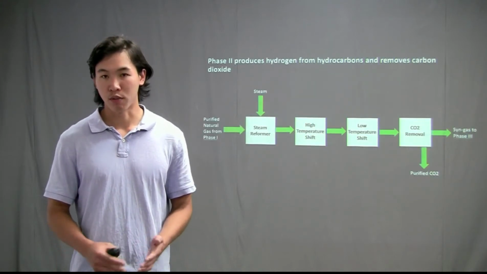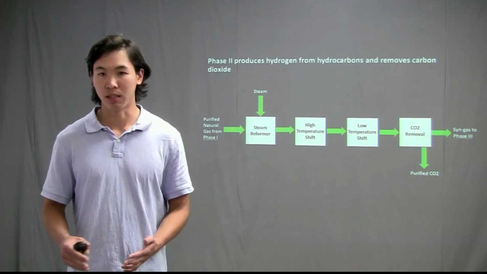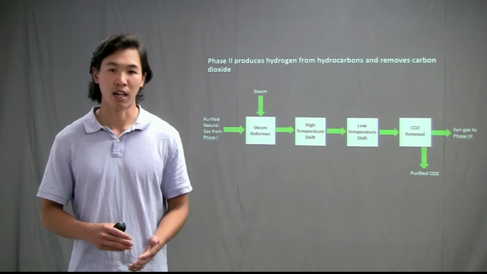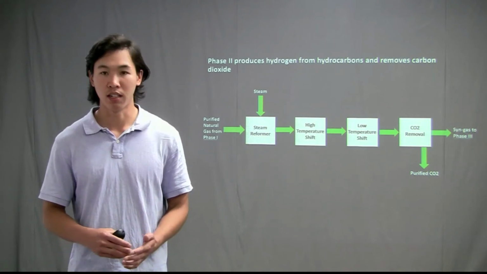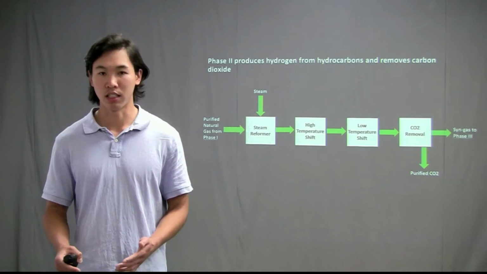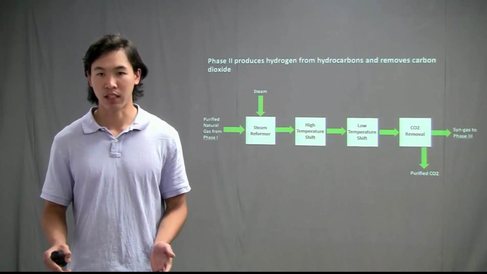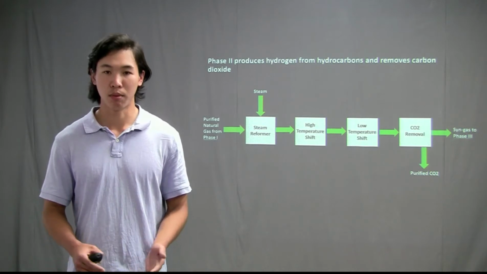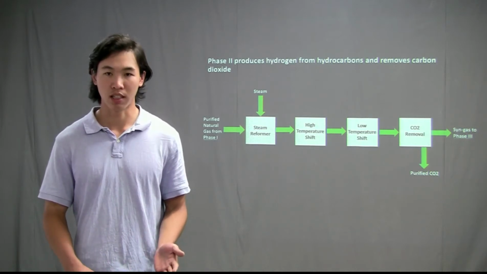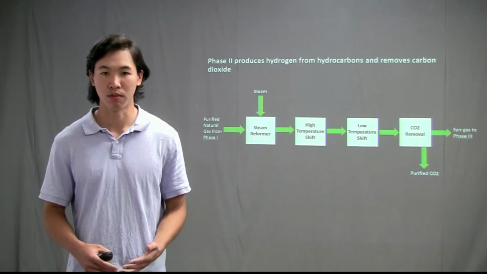Phase 2 is composed of 4 separate units. Purified natural gas from Phase 1 enters the steam reformer, which relies on high temperature operation to convert hydrocarbons to hydrogen-rich synthesis gas via steam addition. 2 shift converters follow that rely on the water gas shift to increase the hydrogen production while lowering the carbon dioxide content, which is formed in the steam reformer.